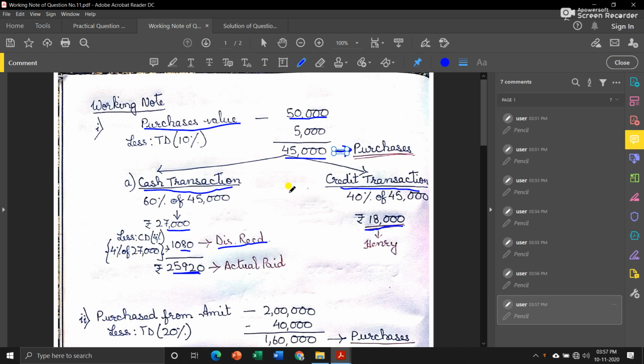Okay, now this is one way of treating this kind of transaction. Earlier in the previous session we saw that we first gave trade discount and then directly cash discount, but in this case, since cash and credit transactions are both included in one transaction, we have to treat them like this. We will first deduct trade discount, then divide the remaining amount into 2 parts, cash and credit. Then we give cash discount on the cash transaction, and the credit transaction will remain as it is.